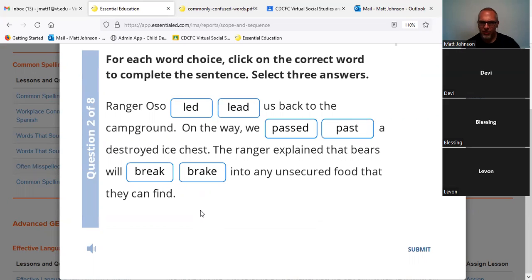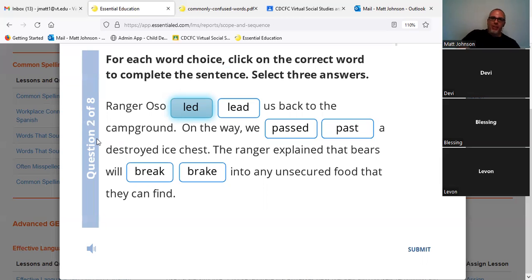So Ranger Oso, I think that's correct, led us back to the campground. On the way, we passed a destroyed ice chest. The ranger explained that bears will break into any unsecured food that they can find. So, led, right? He is leading them back. It is the past tense. It is not the chemical element lead, like on the periodic table of elements. So LED, the past tense of lead, is what we need there.